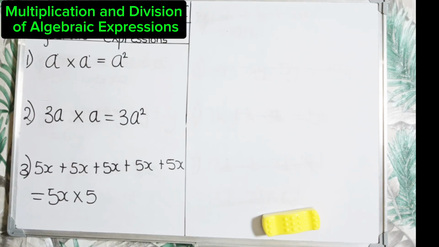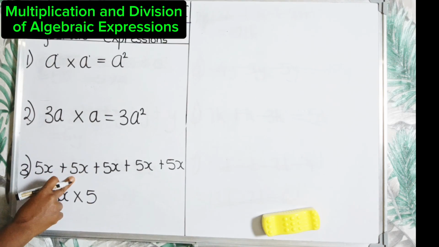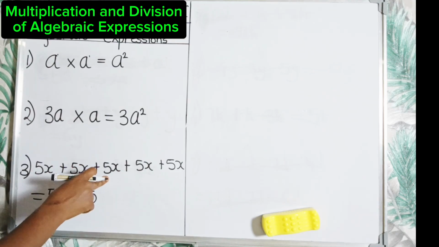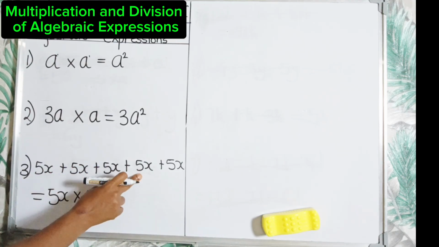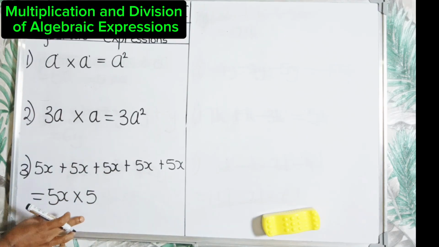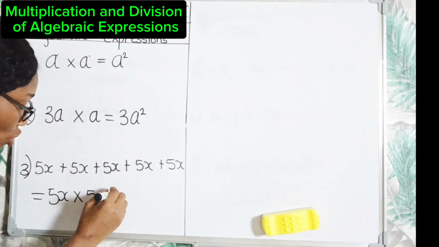So what do I do? 5 plus 5 is 10. 10 plus 5 is 15. 15 plus 5 is 20. 20 plus 5 is 25. If you look at what I have here, 5x times 5, 5 times 5 is 25.